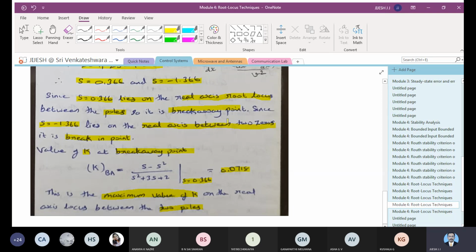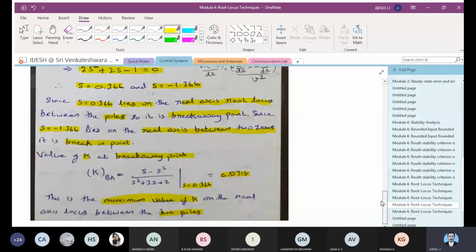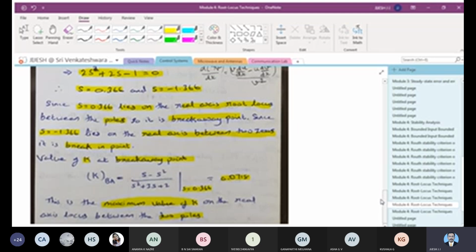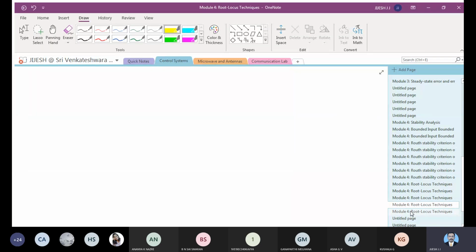So we have done all these things. We have seen where the breakaway point and break-in points are available. We have also seen the zeros and poles. We have found the value of k at the breakaway point. That is, the breakaway point was 0.366. At that point, you have found the value of k, and you know that that is the maximum value of k on the real axis through a locus between the two poles. So a continuation of that.